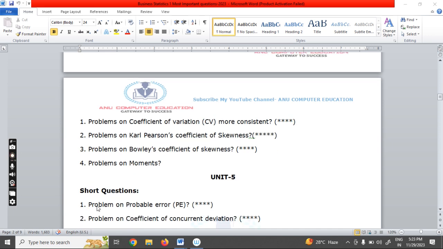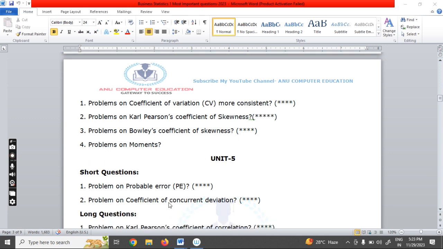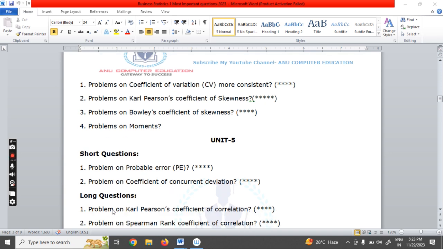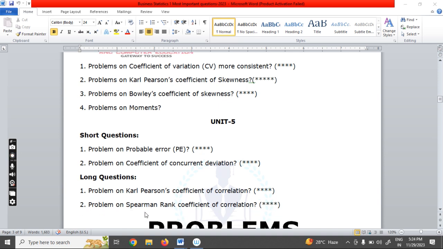Next, one short answer problem you can expect based on probable error, and coefficient of concurrent deviation also, you can expect one short answer in the final exam. Next, problems on coefficient of correlation and Spearman's rank correlation, compulsory. If you learn these two, you can do one question in your final exam.